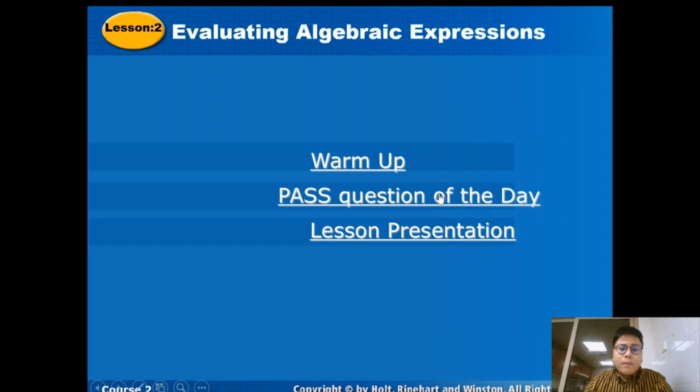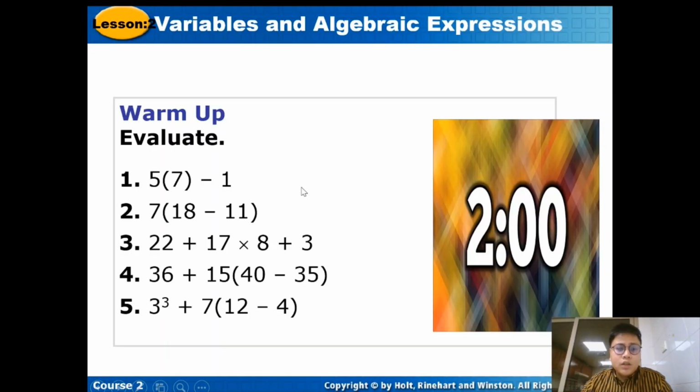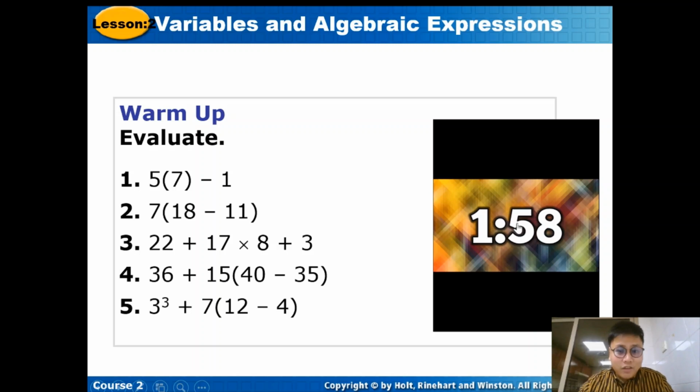Okay, let's start with our warm-up exercise. I'll be giving you 2 minutes to do this. This is just simplifying expressions by following the order of operations that we have tackled in the previous quarter. As you can see, there are 5 questions and you will be answering them in 2 minutes. So I think you're ready. Your timer starts now. Please write this on your notebook and answer them properly. Thank you.